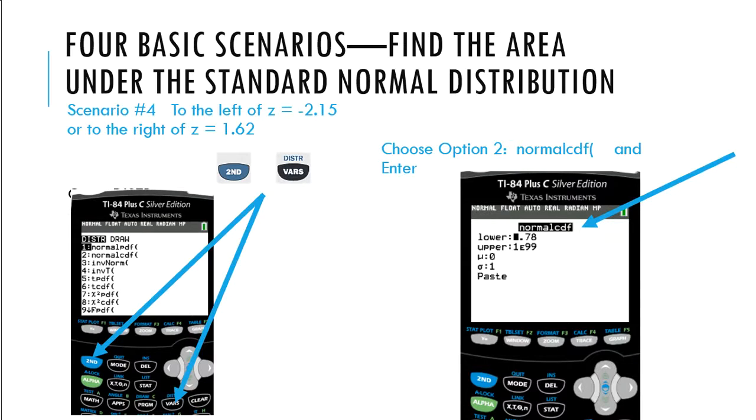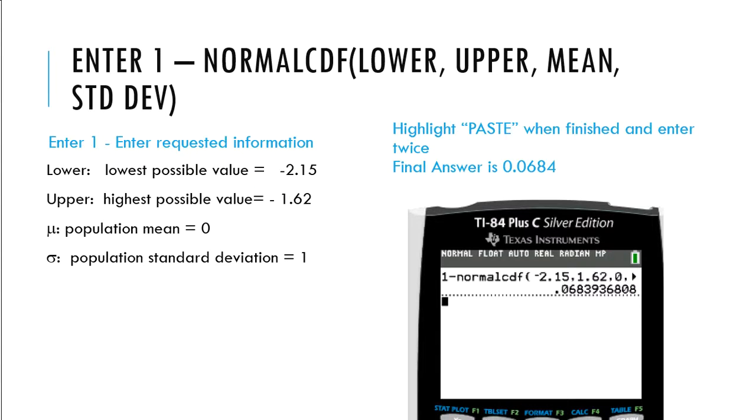So what if it's a tail scenario? You do second DISTR, normal CDF, and again, you're going to put in your lower and then your higher, population mean and population standard deviation. Okay, you always have to put in your lowest value first and then your highest. If not, you can get a negative probability, which doesn't exist.